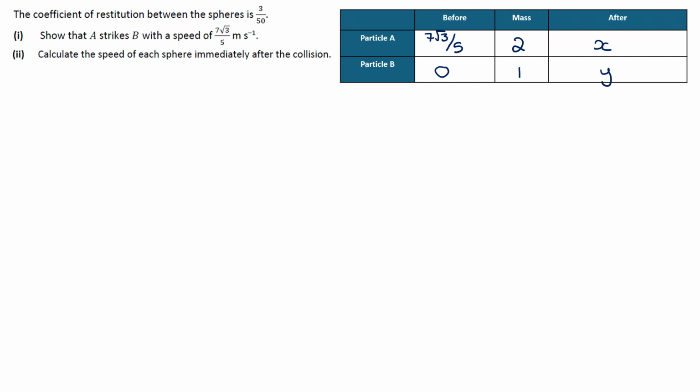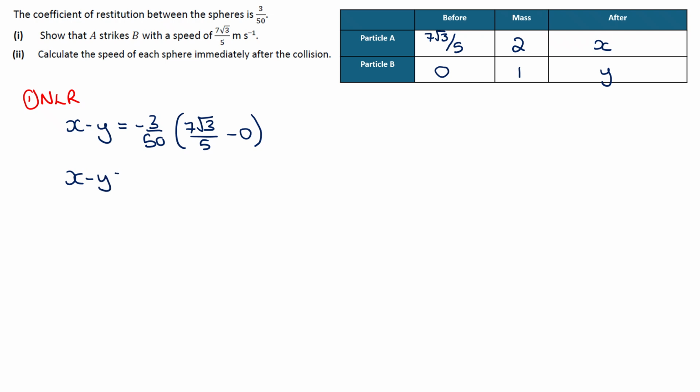So we have two things that we need to do anytime we're working with collision. So Newton's law of restitution. That's going to give me x minus y is equal to minus e, so that's minus 3 over 50, times 7 root 3 over 5 minus 0. So this effectively gives us x minus y is equal to minus 21 root 3 over 250.